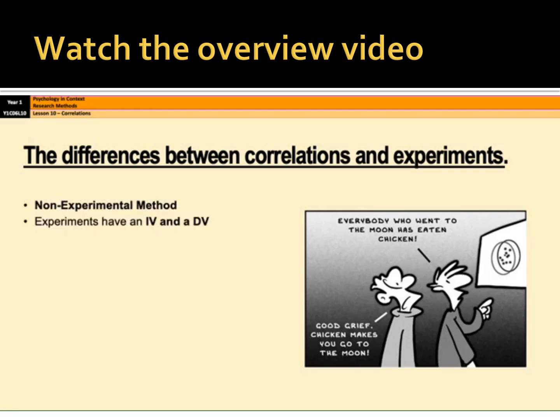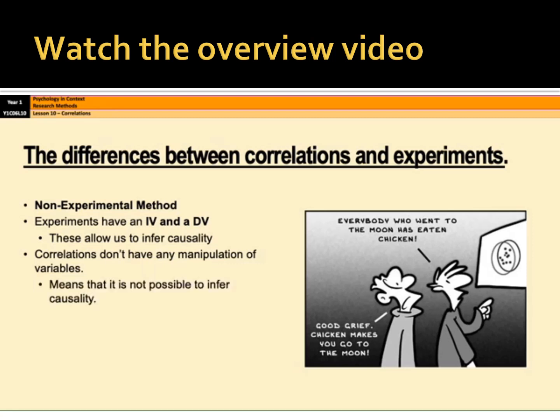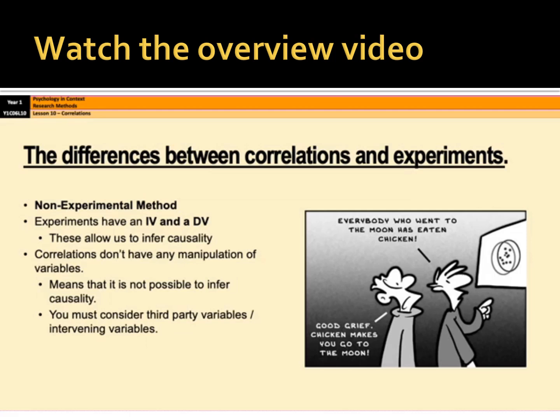Experiments have IVs and DVs, and having an IV and a DV means that we can infer causality. Okay, so we can say the change in the DV was brought about by the manipulation of the IV. But correlations don't have any manipulation of variables. They don't have IVs and DVs, which means that it's not possible to infer any kind of causality. Because of that, you've always got to consider third-party variables. You've always got to consider intervening variables, variables that you're not studying but could have an effect on the variables that you are studying.